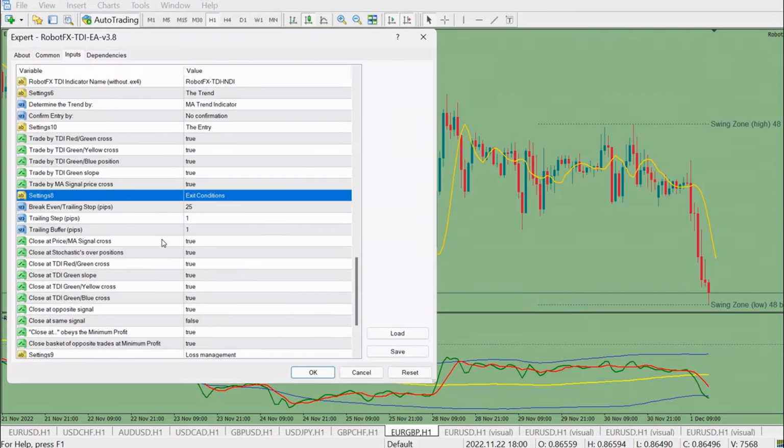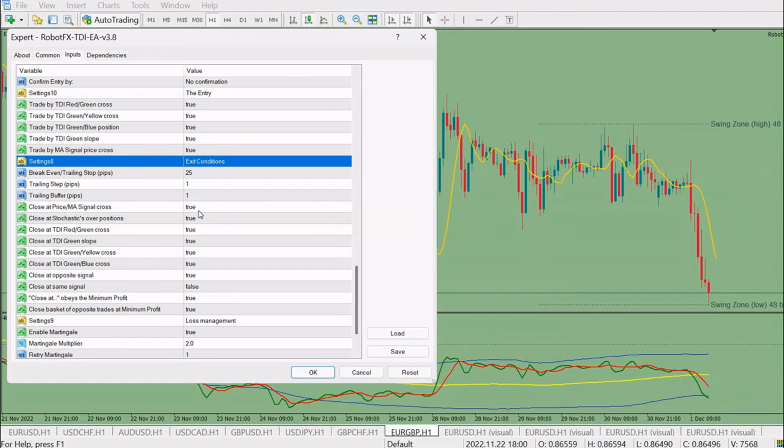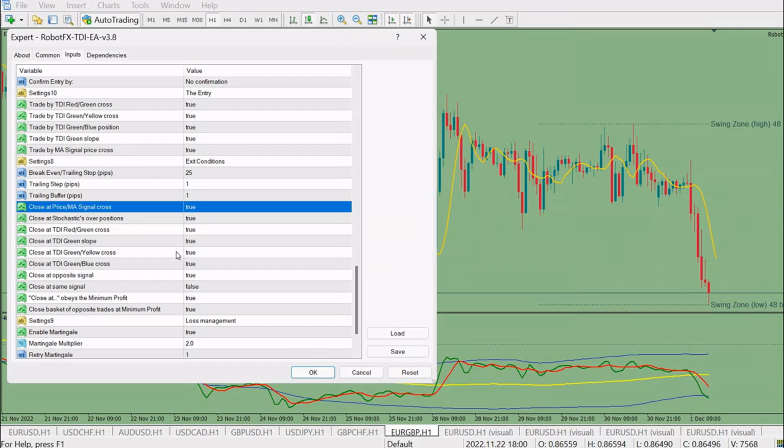And the exits are basically almost the same thing. The trader can close a trade or a basket of trades depending on only one closing signal, exit condition, or all of them, as it is in this chart, in this example.